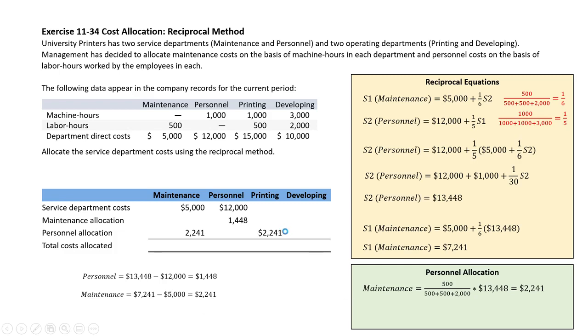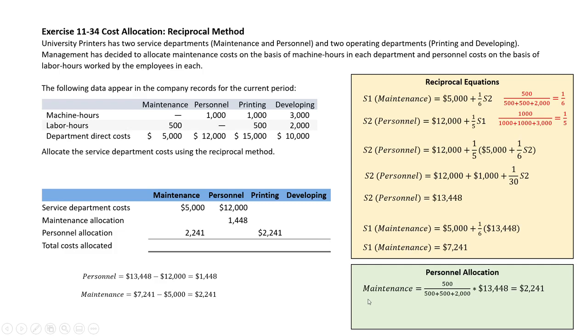I can also indicate that the amount of personnel costs allocated to printing is also $2,241. Now, I could have gone the long route through proving it out this way like I did for maintenance, but I just said, well, if 500 labor hours of personnel are allocated to maintenance and the exact same amount, 500 labor hours, is allocated to printing, if the personnel cost allocated to maintenance is $2,241, then printing must have been the same $2,241. So I just did a little shortcut here.